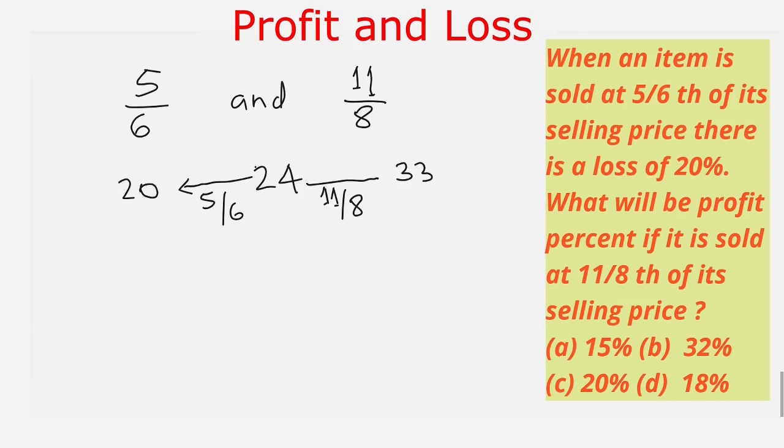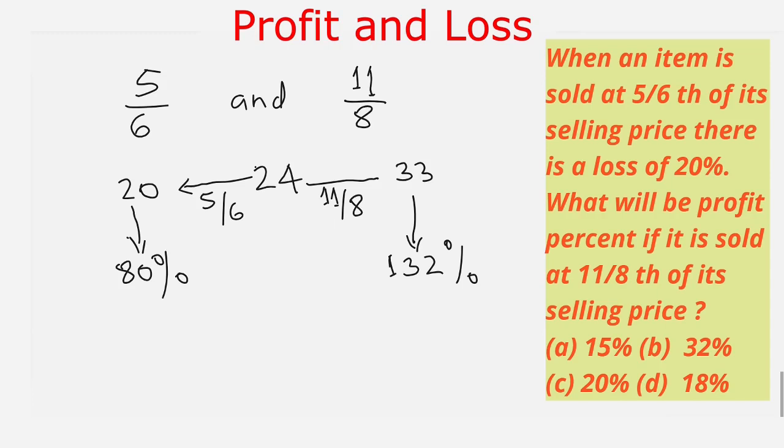It is given that when it is made 5/6, then there is a loss of 20%. It means that the 20 part is equal to 80%, and we have to find what will be the selling price when it is made 11/8. 80 is 4 times of 20. It means that we have to multiply 33 by 4, and when we multiply 33 by 4 we get 132. Thus when the selling price is made 11/8, it becomes 132%.